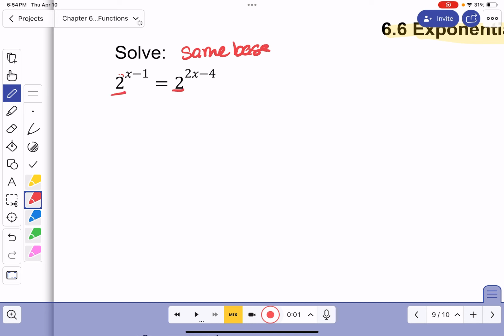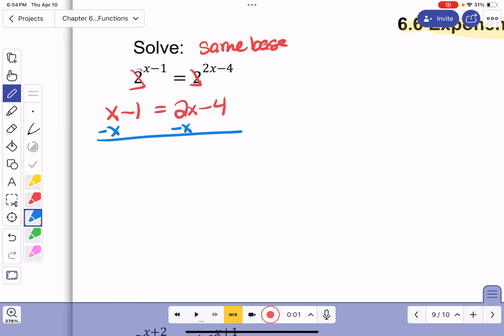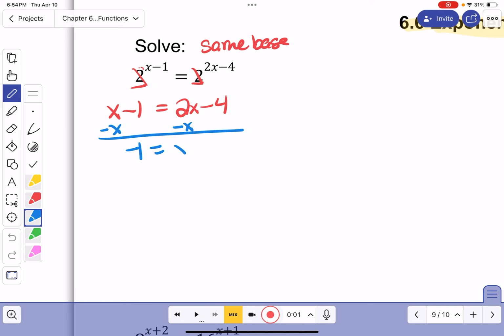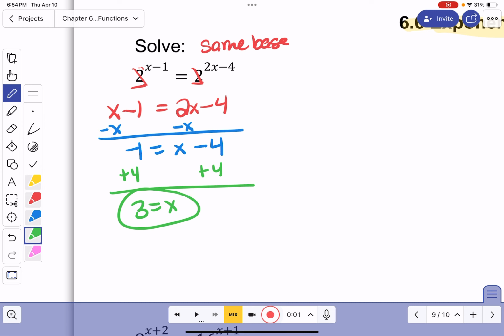So we can actually ignore the base and just say x minus 1 equals 2x minus 4. And now we're going to solve. I'm going to subtract x from both sides, so I have negative 1 equals x minus 4. And then I'm going to add 4 to both sides, so I get 3 equals x. And that's all.